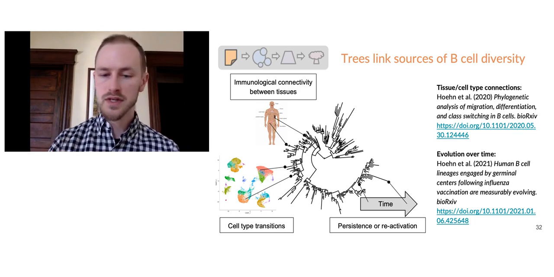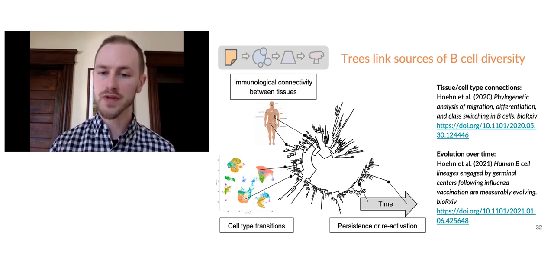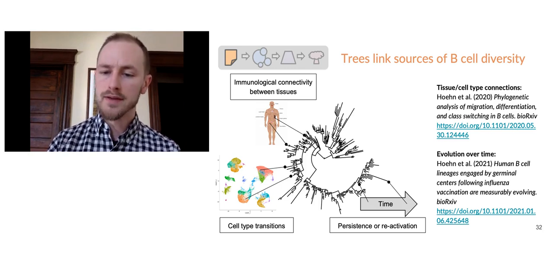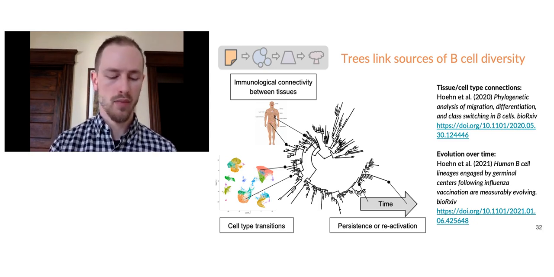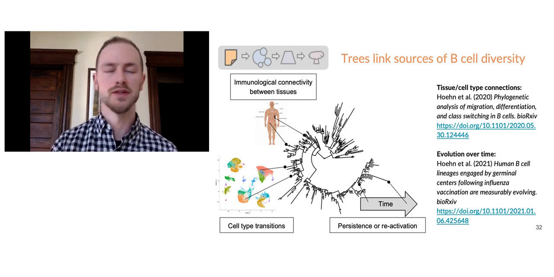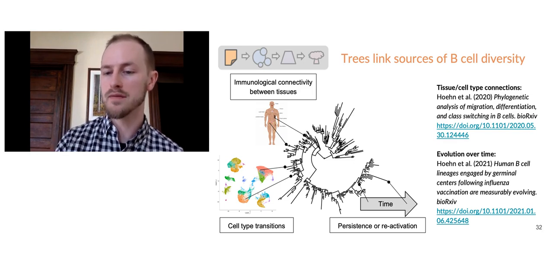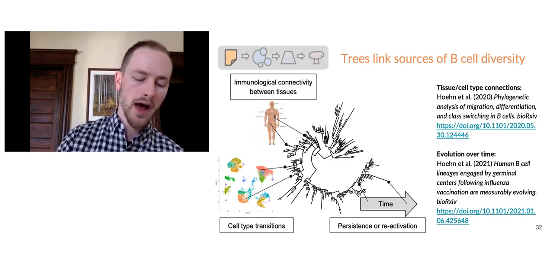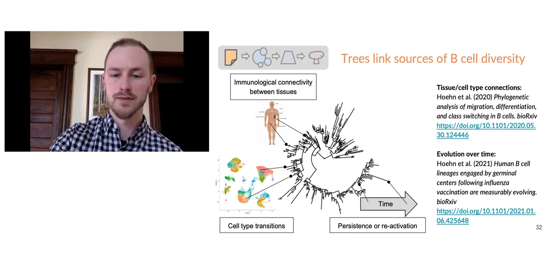Another interesting data type is to use B-cell lineages that are sampled at multiple time points over time. And if you have lineages that occur at multiple time points, this can tell us about persistence or reactivation of B-cell lineages, and also evolution over time. If you're interested in that, we have a preprint detailing how we can use lineage trees to detect measurably evolving lineages.